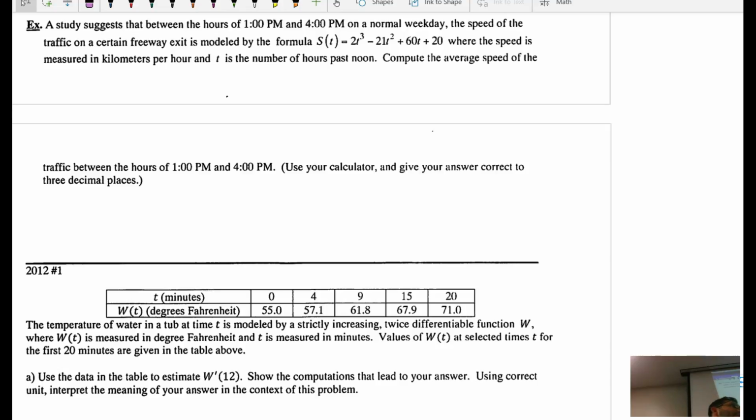Here's the speed of traffic between 1 and 4, modeled by this function S of t, where t is the number of hours past noon. Compute the average speed. And this says use your calculator.